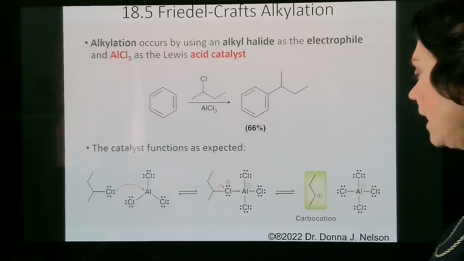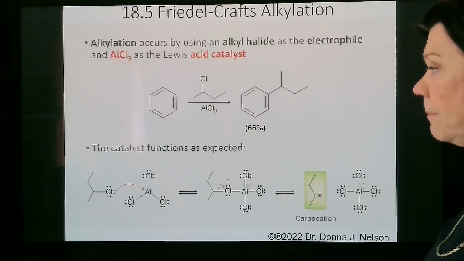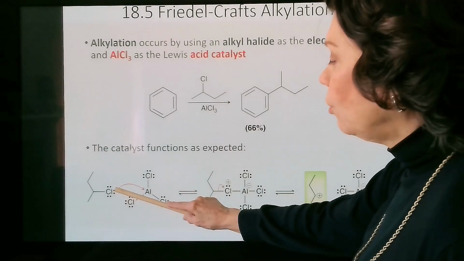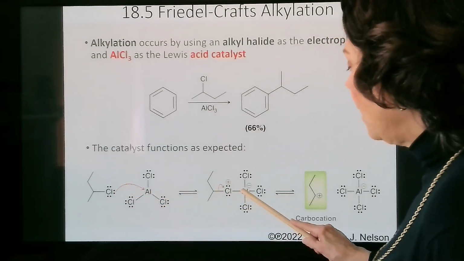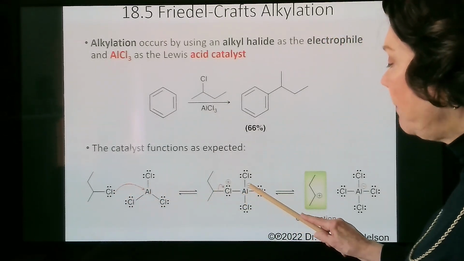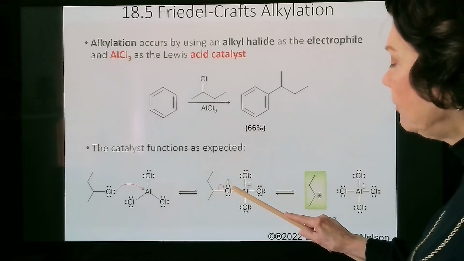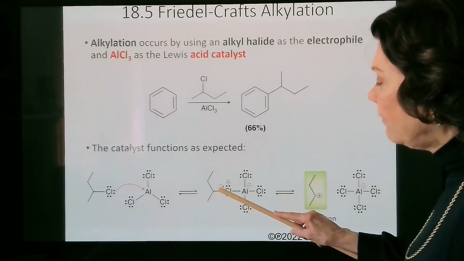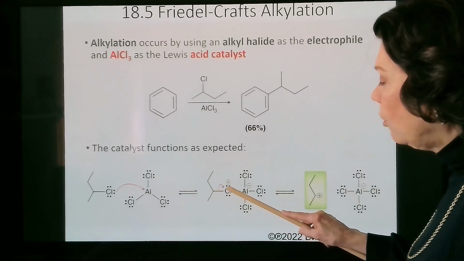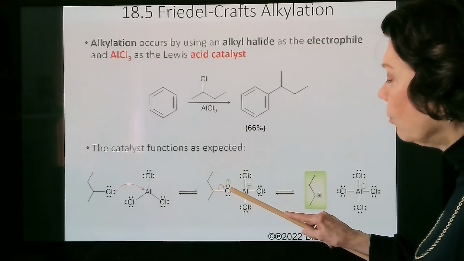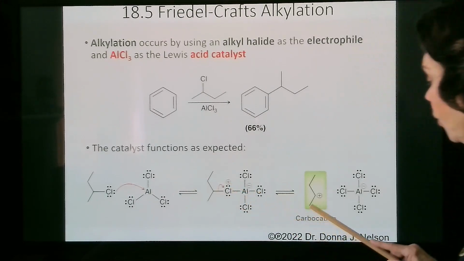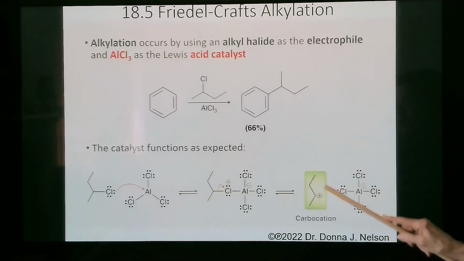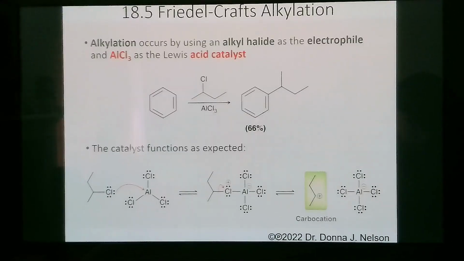And so the way that the electrophile is generated is the pair of electrons on chlorine becomes attached to aluminum. So aluminum is bearing a negative charge, chlorine is bearing a positive charge because the pair of electrons was donated to aluminum. And then the pair of electrons in the carbon-chlorine bond moves on to chlorine to satisfy the positive charge, and it generates a positive charge on carbon. So here, this has generated the carbocation.